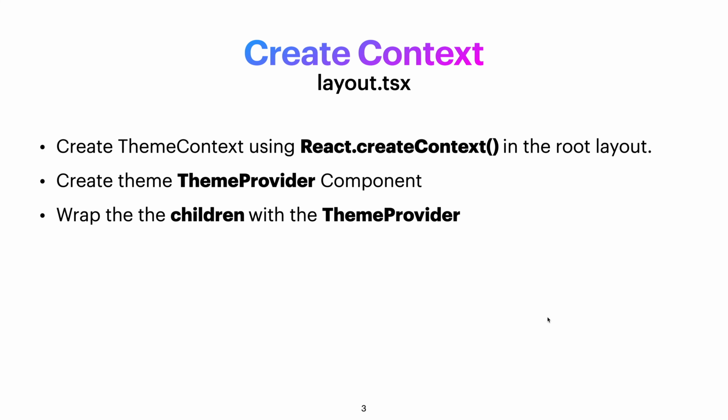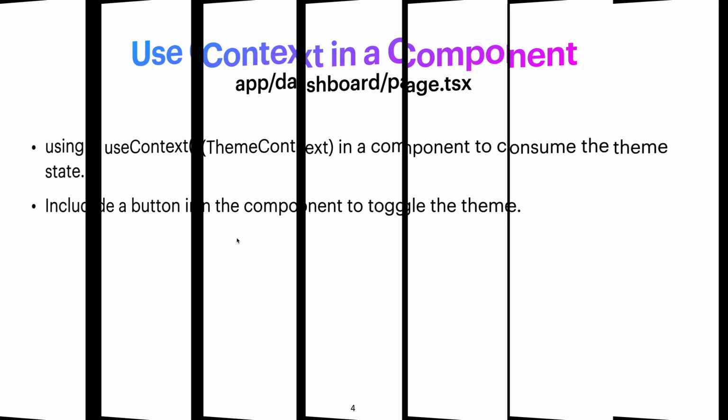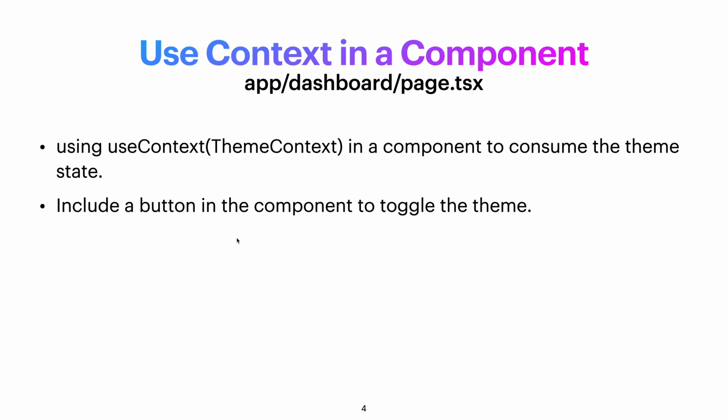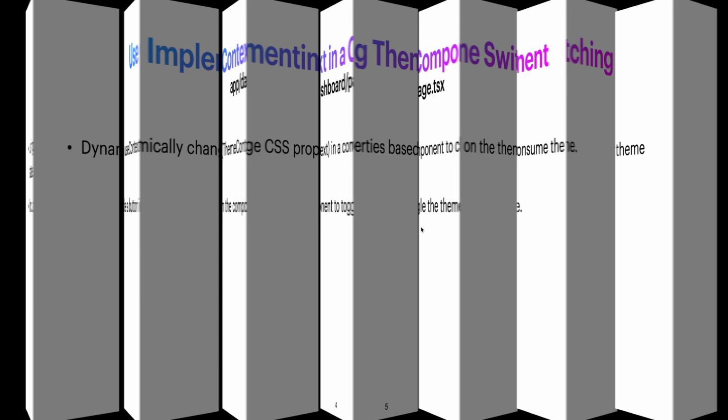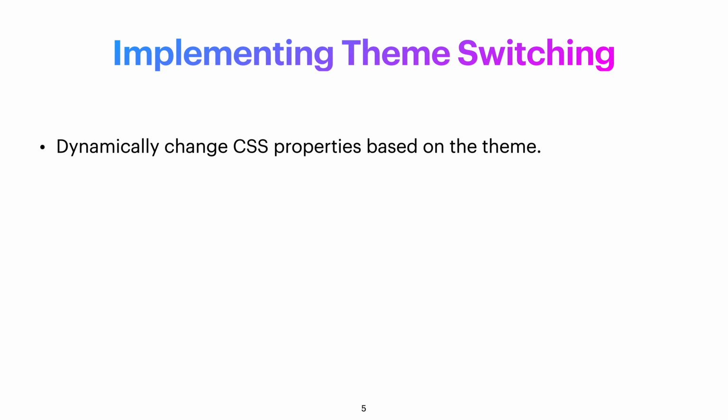We have covered, I think, everything. We have created the theme provider, we have wrapped the children with the theme provider, and we have used the context in the component to consume the theme state, and we also included the button in the component to toggle the theme, and we also have dynamically changed the CSS properties based on the theme.